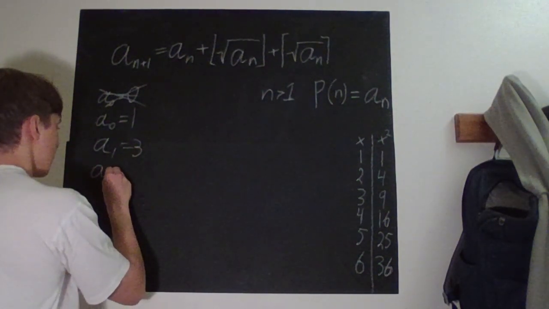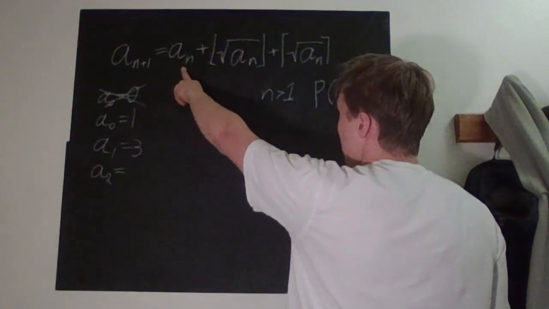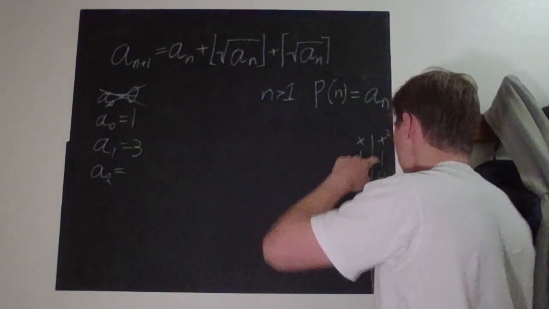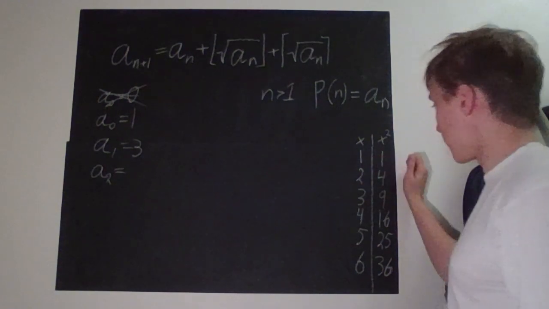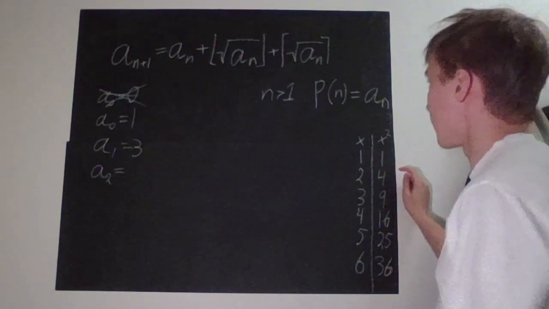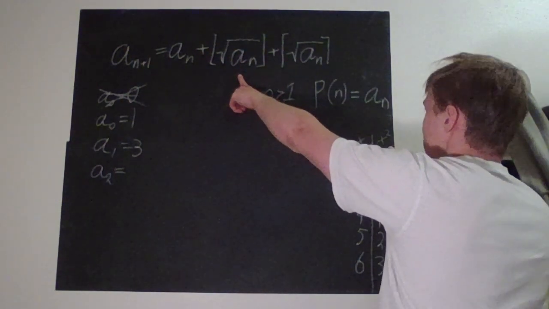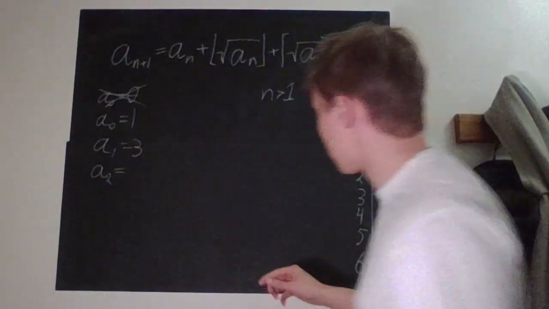And what is a_2 then? A_2 is 3 plus, the square root of 3 is between 1 and 2, right? Because 3 is between 1 and 4. So the floor of the square root is 1 and the roof of the square root is 2. So we have 3 plus 1 plus 2.